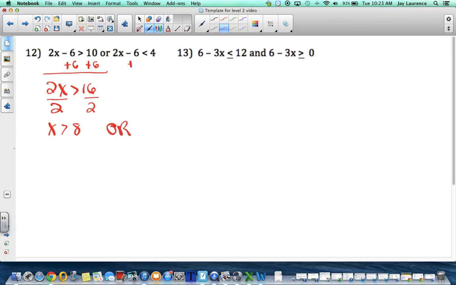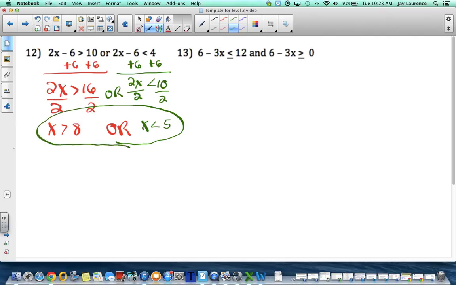Or, I'll add, here, let me do that in a different color. I'll add 6 to both sides, and I'll get 2x is less than 10. Put my or in there, divide by 2, divide by 2. So x is going to be less than 5. My solution is this. There's my mathematical sentence. It's got an or in it, you know, like a conjunction. Conjunction, junction, what's your function? My solution set would be x is any real number such that x is less than 5 or x is greater than 8.